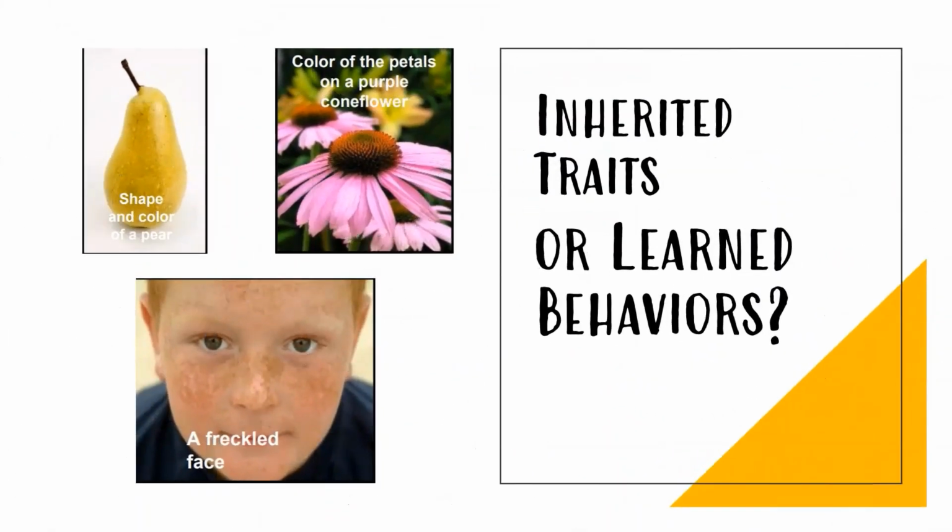So here are 3 examples. I want you to take a second and think about whether these examples are inherited traits or learned behaviors. So we have the shape and color of a pear, the color of the petals on a purple coneflower, a freckled face. Do you think that these are inherited traits or learned behaviors? I hope that you said inherited traits, because we know that these are things that don't change and that they were born with. It's passed down, like I said, from its parents, genetics. It's not something that you can just learn how to do. Your face will always be freckled if that's the way that you were born.